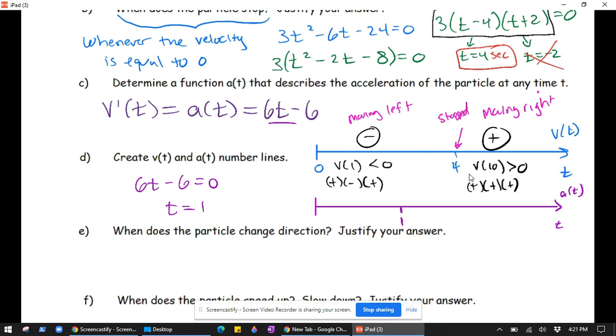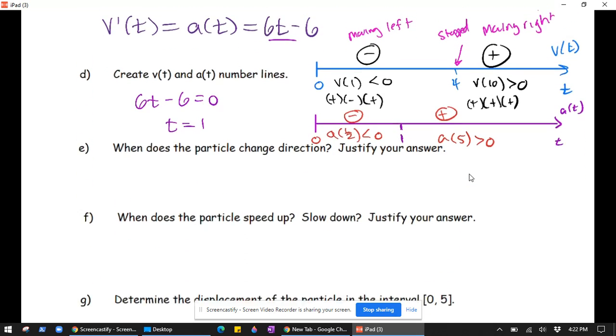And same sort of thing. We're going to plug in representative numbers to indicate whether the acceleration will be positive or negative. Should put the 0 there. So let's see. Let's do a of a half. Well, 6 times a half minus 6, that is a negative number, so that's less than 0, so I'm going to put a negative here. And on the other hand, a of, I don't know, 5. 6 times 5 minus 6 is a positive number, so I indicate that there. All right, so I've got our number lines. This will help make sense of many of the problems below.